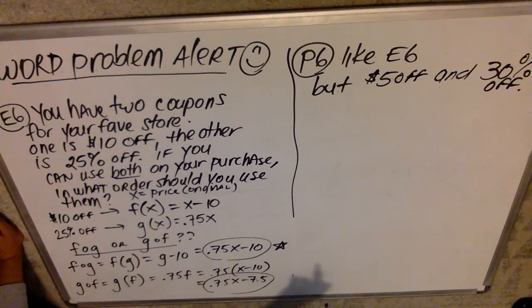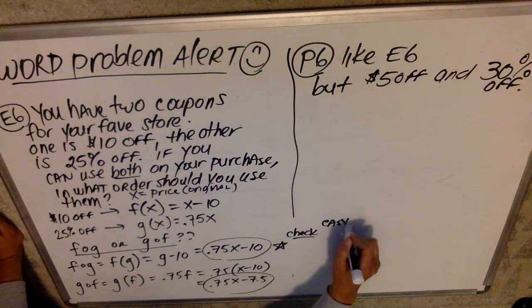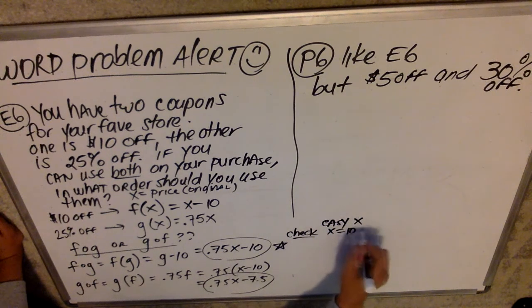If you're having trouble picturing that, pick an easy price. Again, I just go with 100. It's a really safe bet. You can check if you want. Pick an easy x, right? So I can pick an easy x. I'm going to pick x as 100, right?